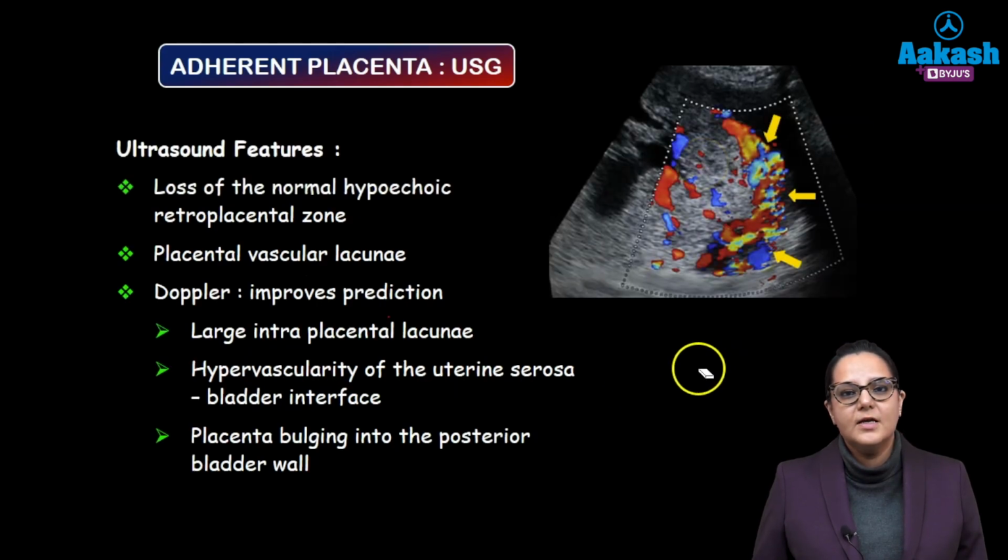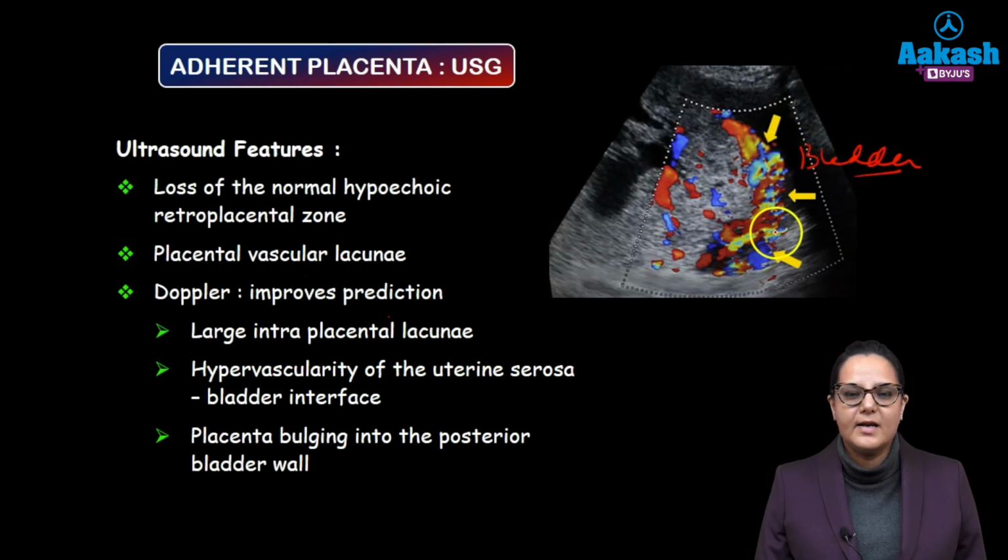What are the other findings? Now if on ultrasound it is not clear, then we go for a Doppler investigation. Doppler is the best investigation to rule out adherent placentae. So what are the findings seen over here? There will be increased intraplacental lacunae, as we have already discussed. There will be hypervascularity at the uterine serosa. So this is the uterus, okay, this is the uterine serosa and this is the bladder. So we can see increased hypervascularity at the bladder and the placental interface. Placenta can be seen also bulging into the bladder, right?